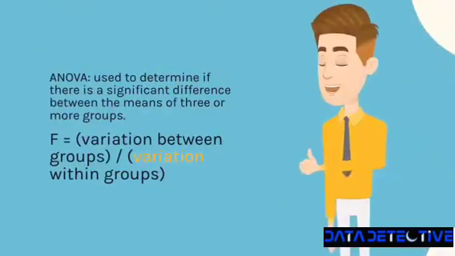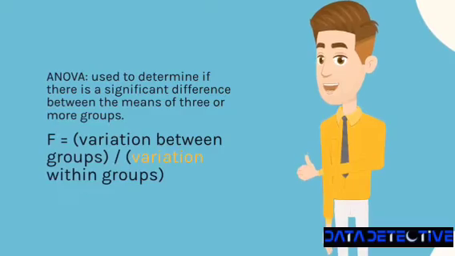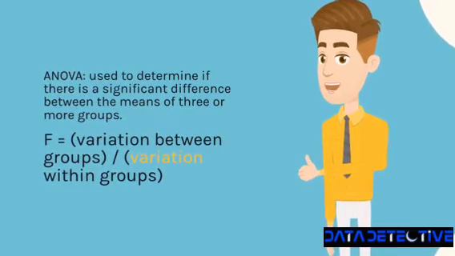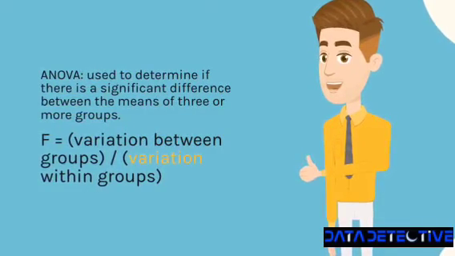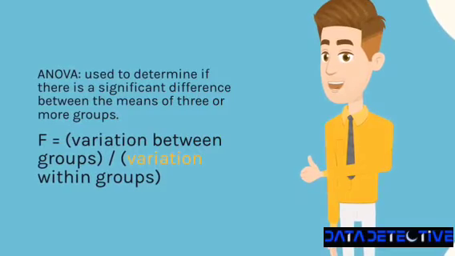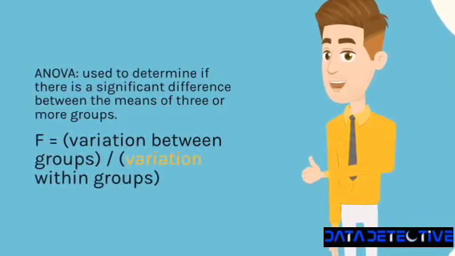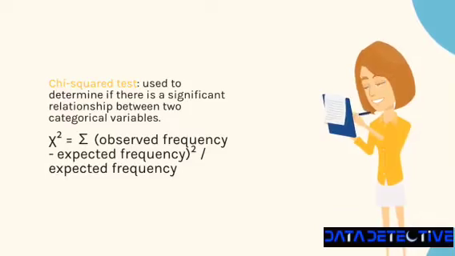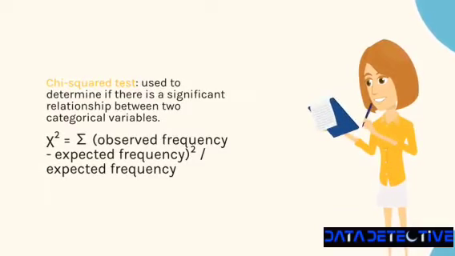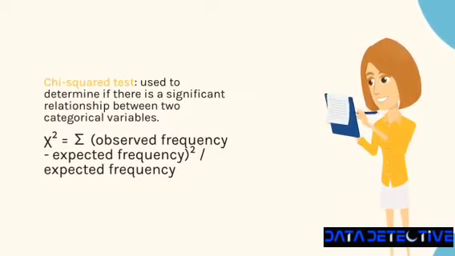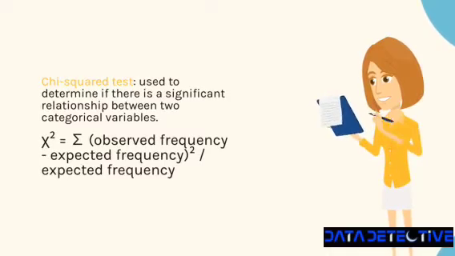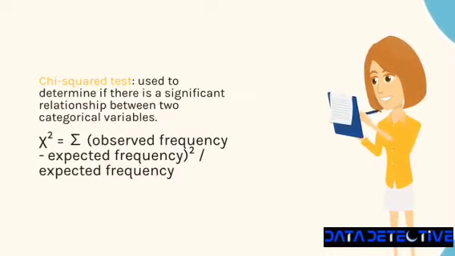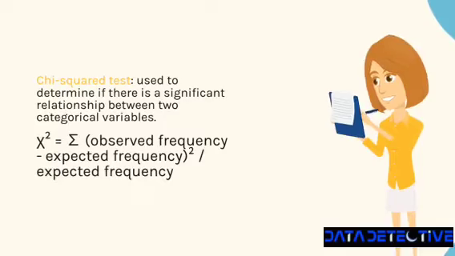ANOVA, used to determine if there is a significant difference between the means of 3 or more groups. F equals variation between groups divided by variation within groups. Chi-squared test, used to determine if there is a significant relationship between two categorical variables. Chi-squared equals the sum of (observed frequency minus expected frequency) squared, divided by expected frequency.